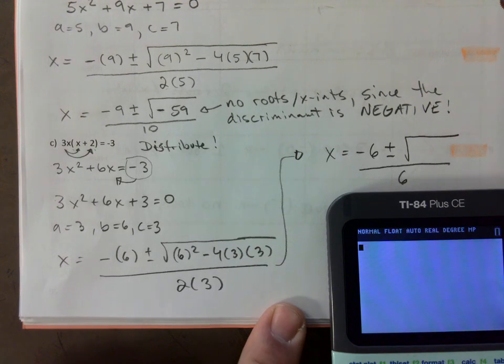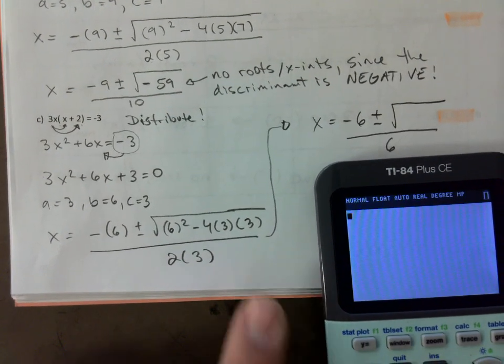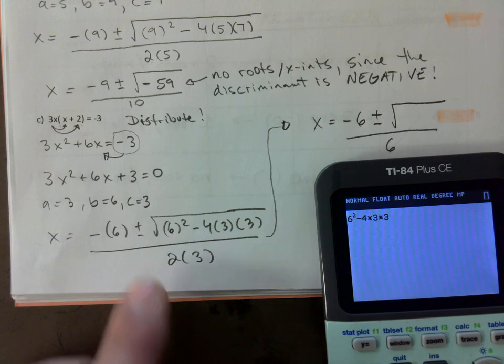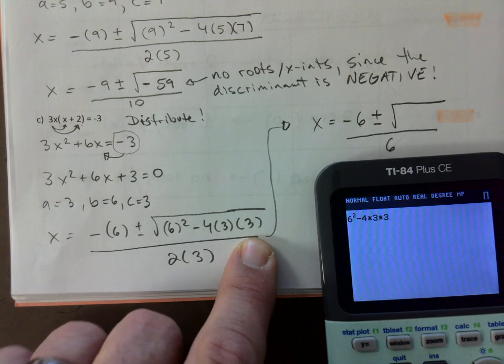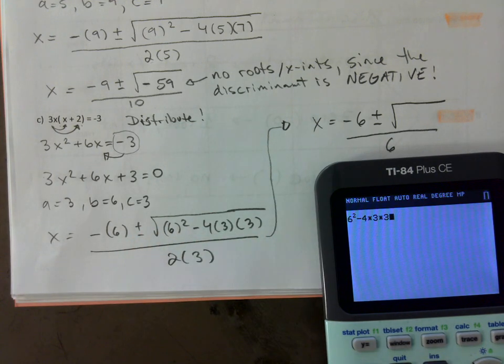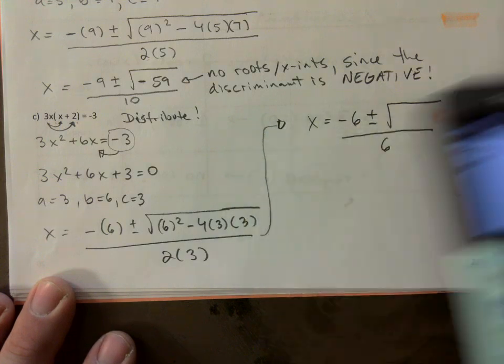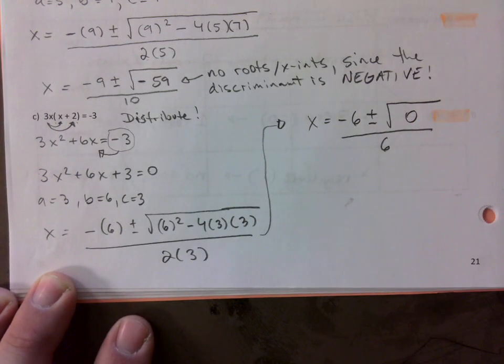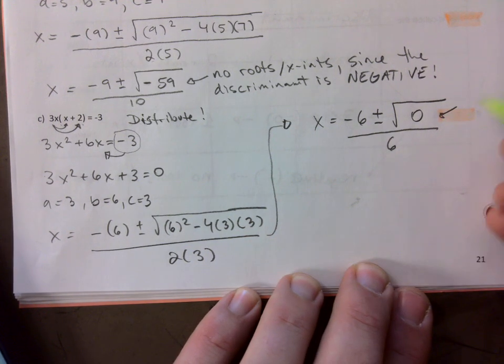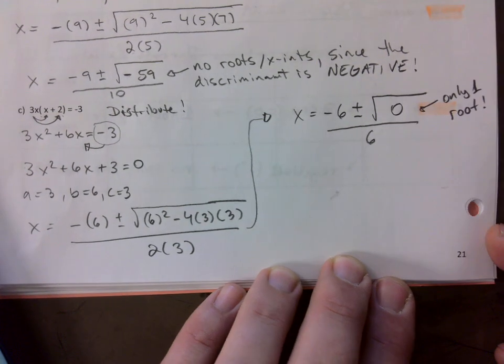What do you get? You get 0, yes. So 6 squared. I'm not using brackets right now because none of the values I'm entering is negative. That's the only reason why I'm not using brackets. Otherwise, I'd strongly encourage you to do that. I get 0 right there. 0. So either you pick up on it, right? Only one root. Because the discriminant is equal to 0.